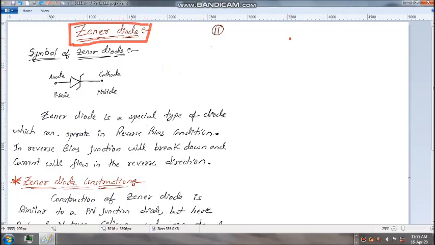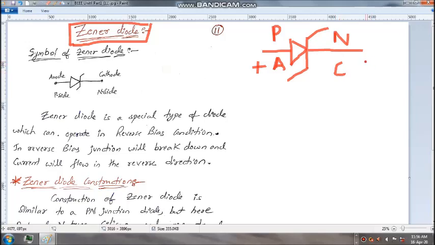The symbol of a Zener diode is similar to that of a PN junction diode with this minor difference. This arrow side will be the P side, also called the anode side, which means positive, and this side is called the N side, also called the cathode, which will be the negative terminal of the diode. This is the simple symbol of a Zener diode.